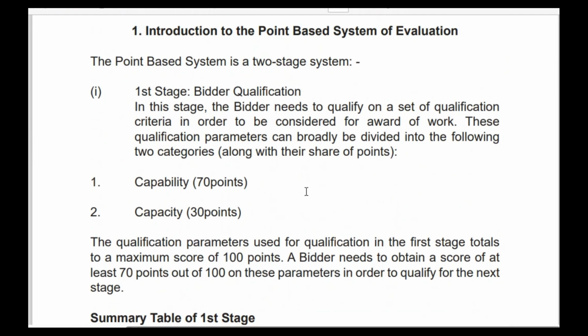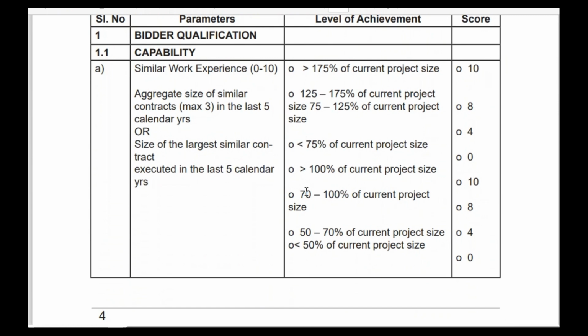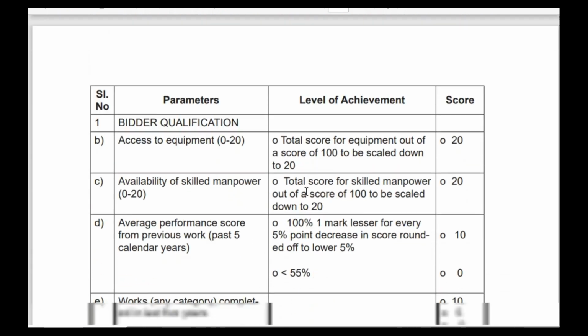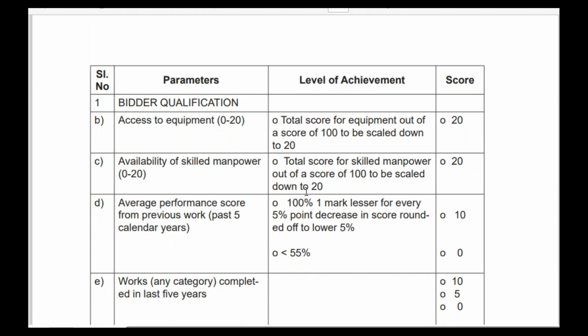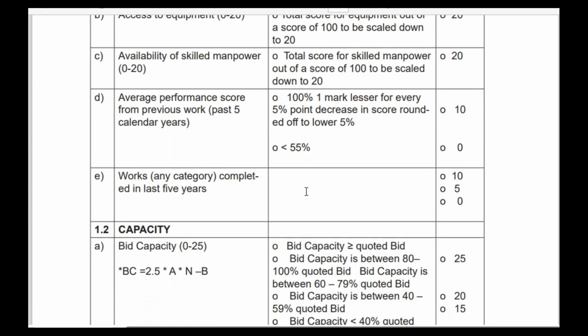In capability, similar work experience carries 10 points. Access to equipment carries 20 points. Availability of skilled manpower carries 20 points. Average performance score from previous work carries 10 points. And works completed in last 5 years carries 10 points. In capacity, bid capacity carries 25 points and credit line available carries 5 points.